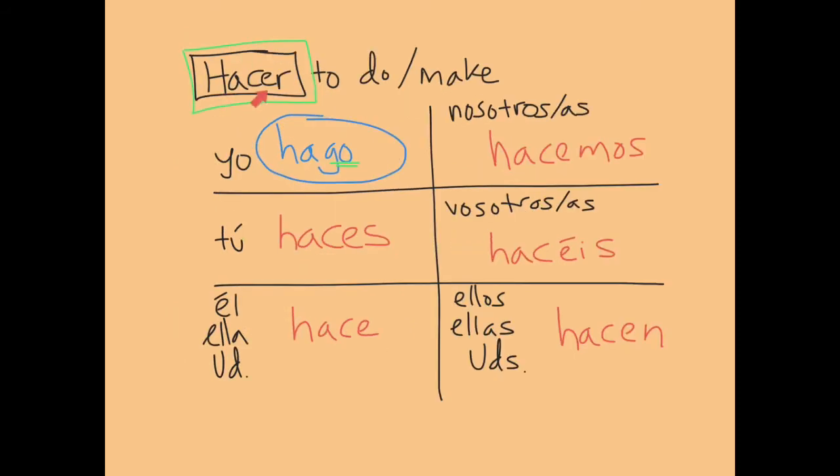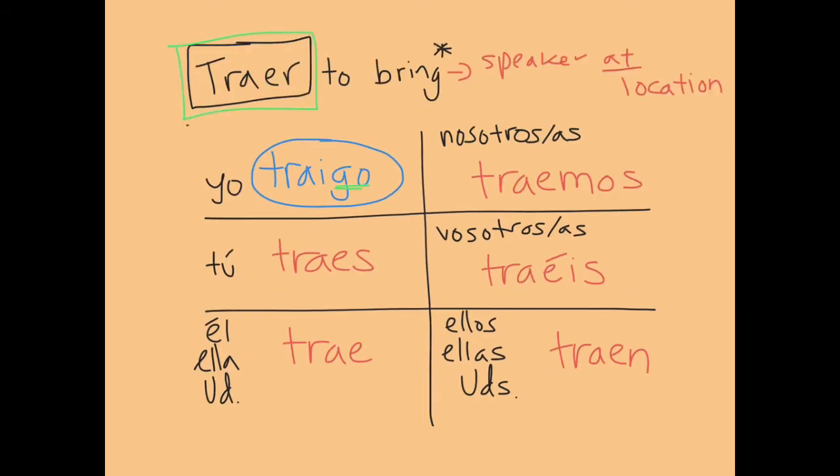Next, we've got hacer, which is to do or to make, like to do your homework or make cookies. Yo hago. That's the only weird thing about this verb, is the go. Everything else is a normal ER conjugation. Tú haces, él, ella, usted hace, nosotros or nosotras hacemos, vosotros or vosotras hacéis, ellos, ellas, ustedes hacen. Next verb, traer, to bring.